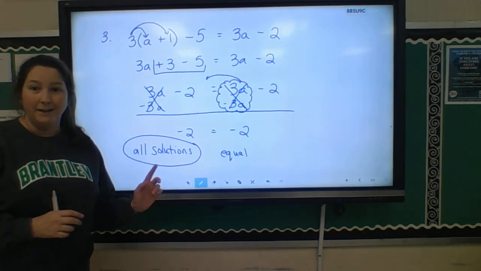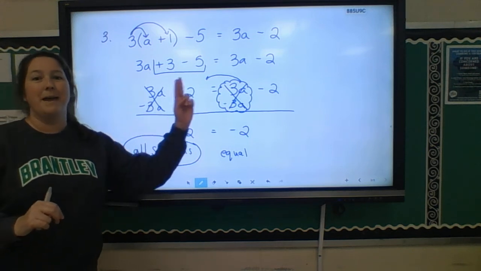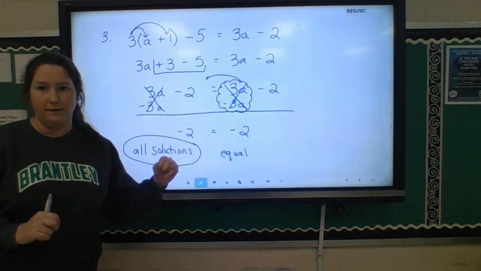Number 3, every number known to man is going to make this equation balance.